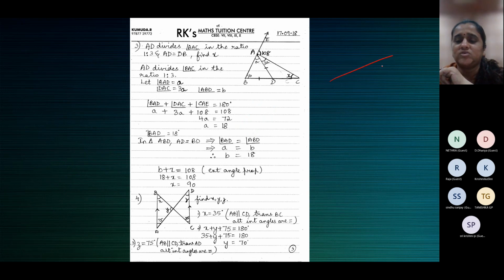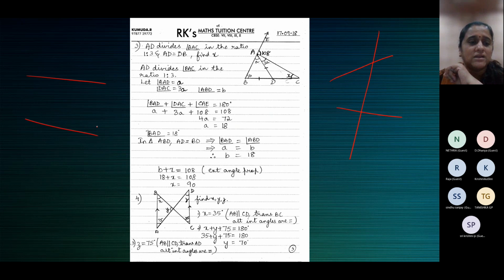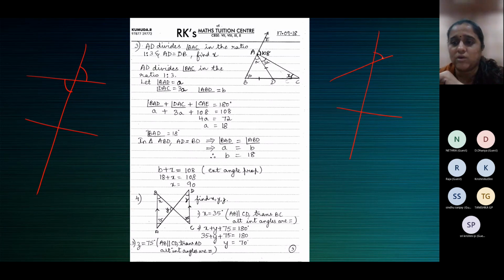See here. Say these two lines are not parallel, with a transversal. These two lines are parallel and this is the transversal. Vertically opposite angles, they are equal. Whether the lines are parallel or not parallel, when two lines intersect, vertically opposite angles are equal.